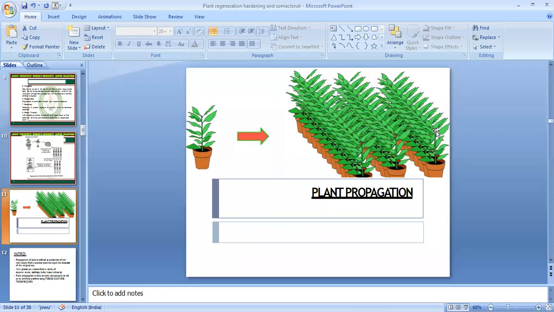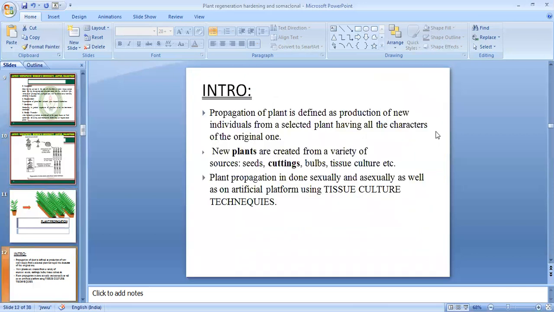Now come to plant propagation. Propagation of a plant is defined as the production of new individuals from a selected plant having all the characters of the original one. New plants are created from a variety of sources like seed, cuttings, bulbs, tissue culture, etc. Plant propagation is done sexually or asexually, as well as on an artificial platform using tissue culture techniques.